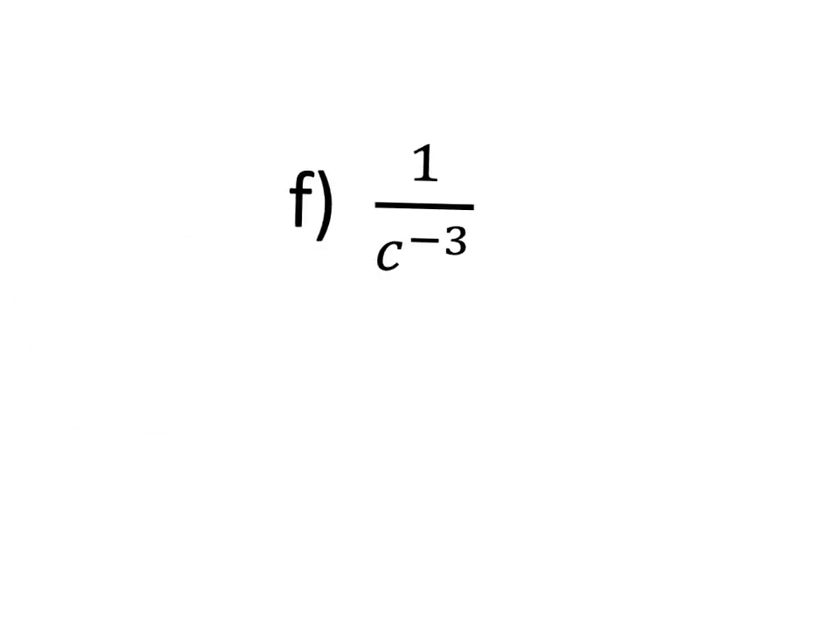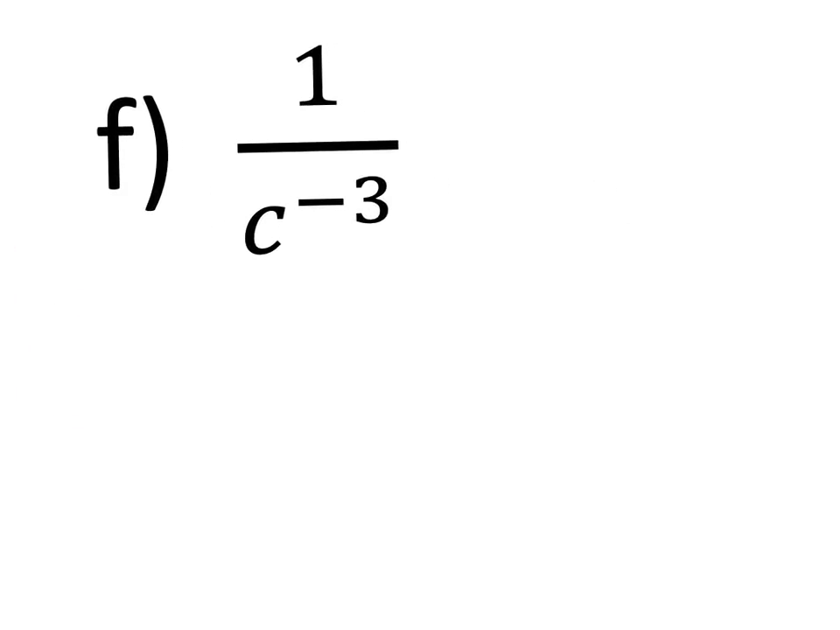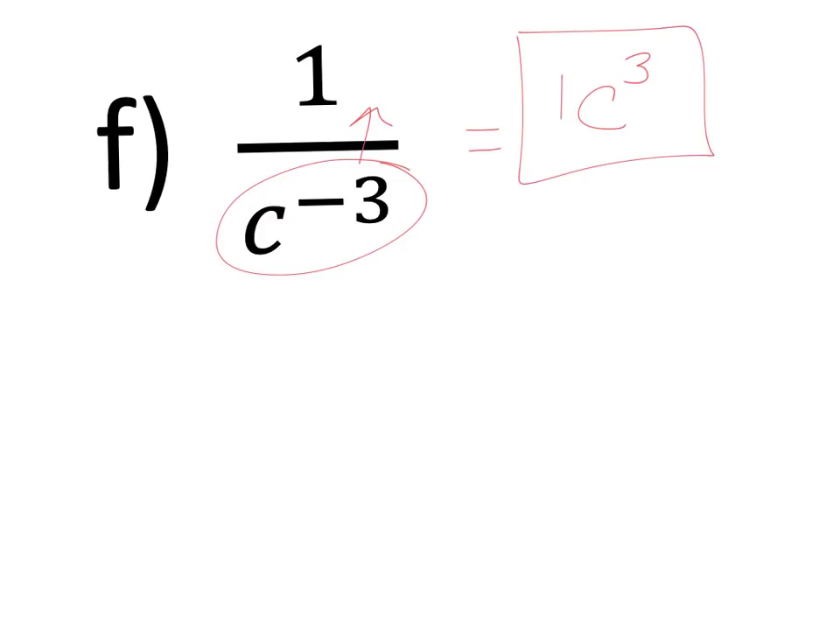All right, let's try the next one here. So now we've got a negative, but it's on the bottom. So to get it to be positive, because you always have to have a positive exponent, we're just going to move it up. So I'm going to take c to the negative 3 and bring it up and get c to the positive 3. So again, when you change sides, it just changes the sign of your exponent. Now, if you want to put a 1 out front, you can. You don't need to do that, though. So this would be your answer.